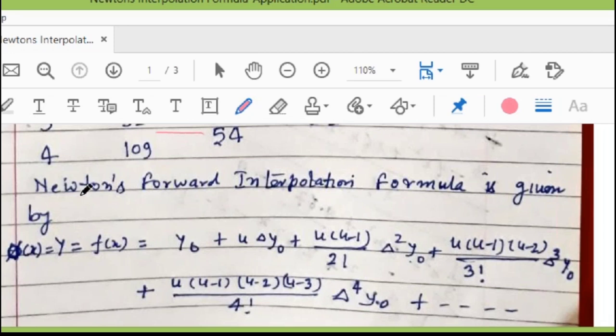Newton's forward interpolation formula is given as this formula. You must remember, this is the polynomial which is approximating the function y is equal to f(x), and this is written y is equal to phi(x). Either you write phi(x), or you write y on the left, but basically this is phi(x). But in most of the literature we write y is equal to f(x). It is to be estimated.